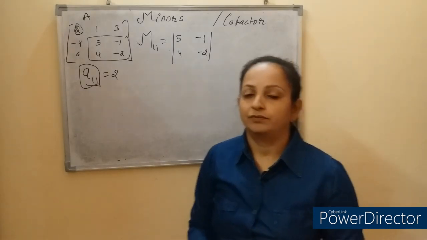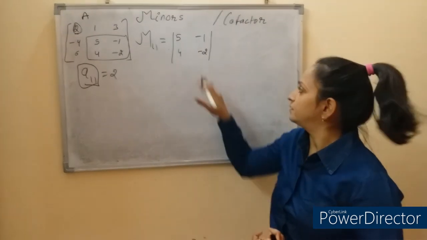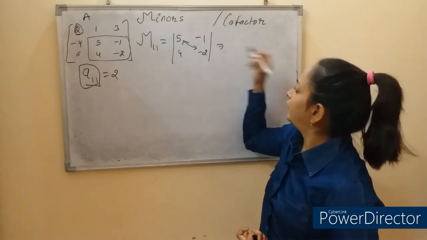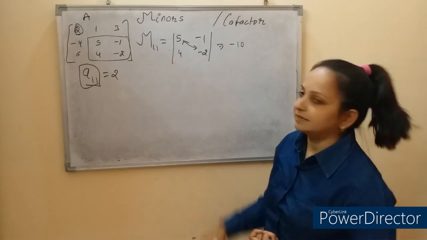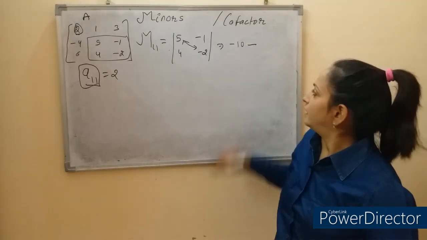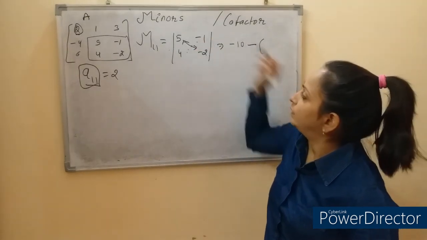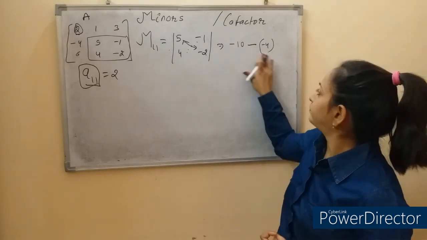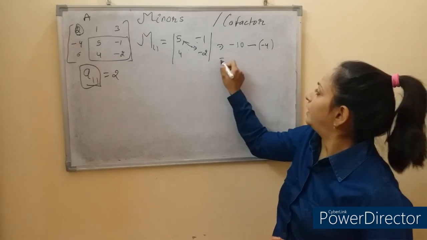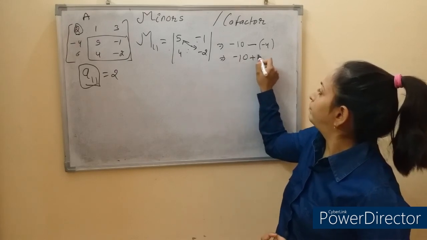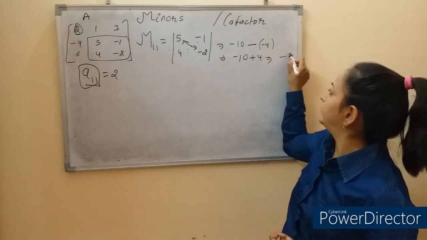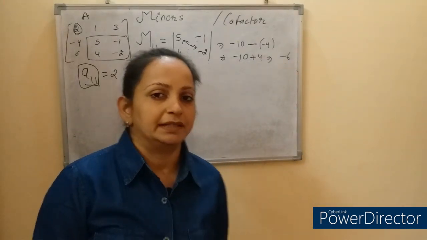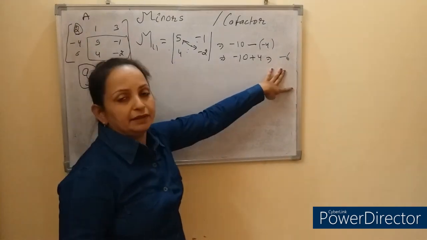As you know how to find the determinant of a 2 by 2 matrix, in this way you multiply these two elements: 5 into -2, I get -10. With a subtraction sign, I multiply these two elements: 4 into -1, I get -4. So what I get here is -10 plus 4. That is, 10 minus 4, which gives me -6. So the minor of my first element, M11, will be -6.